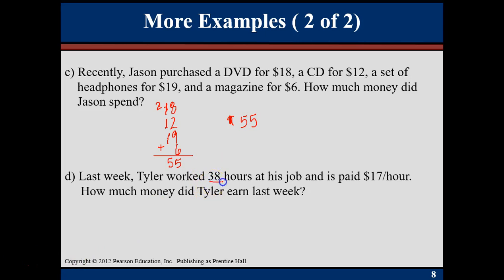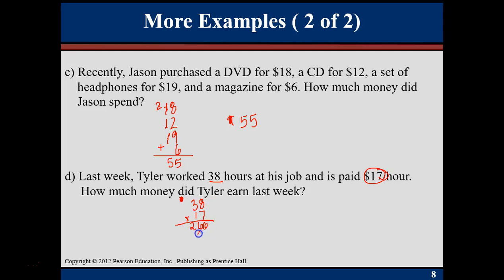Last week, Taylor worked 38 hours, and he makes $17 an hour. How much money did he make? Well, we can add 17 38 times, or we can say 38 times 17. 7 times 8 is 56, so I need to carry the 5. 7 times 3 is 21. Add the 5, that's 26. Move over to the 1.